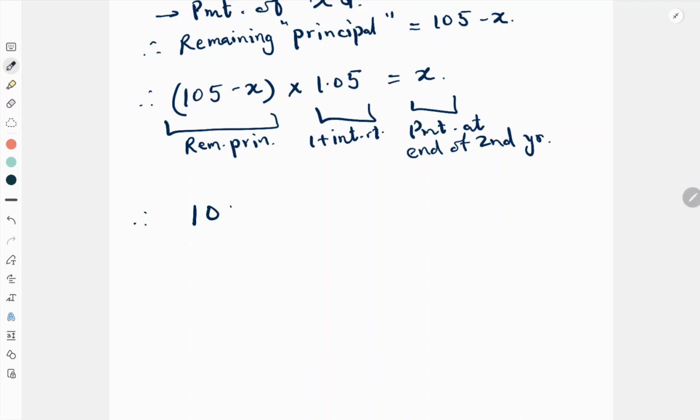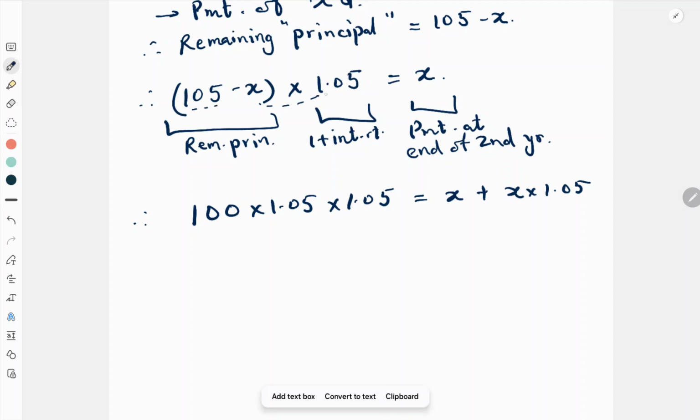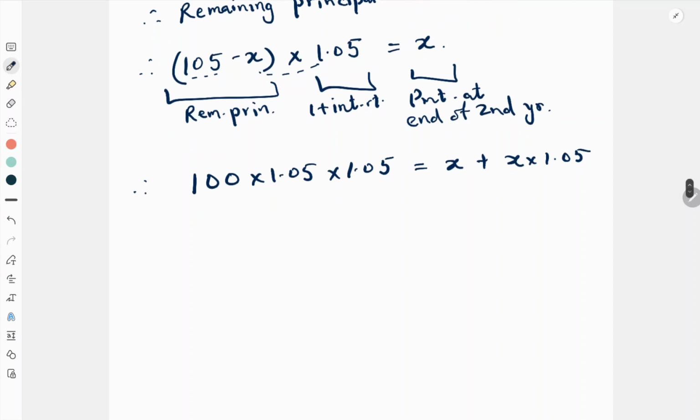So I'm going to write it purposefully as 100 times 1.05 times 1.05 is equal to x plus x times 1.05. I'm bringing this x times 1.05 to the right hand side, and I'm going to write this 105 as 100 times 1.05 and times another 1.05. So if we simplify, what do we get? X is equal to 100 times 1.05 squared divided by 1 plus 1.05. If you crunch the numbers, just for completeness, the actual value is x is 53.78.